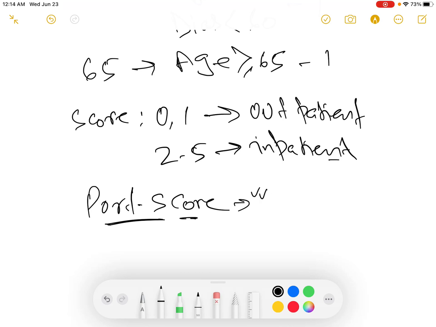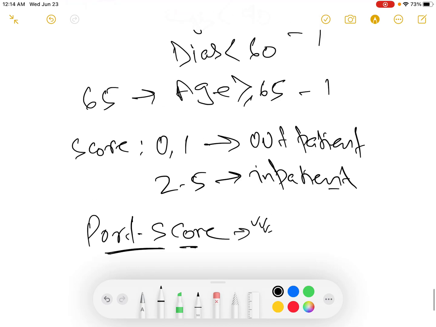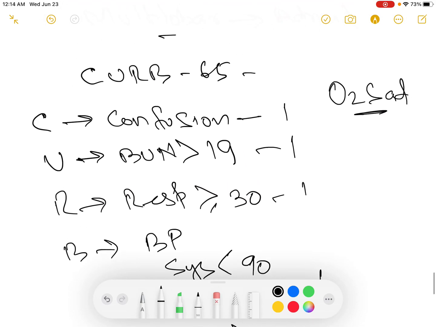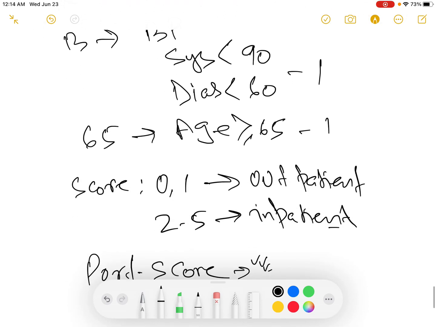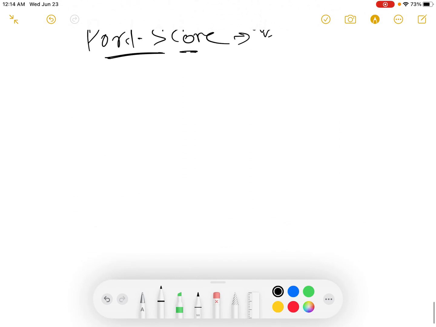There are 20 components in it, 20 of them. It's kind of too complicated, so I rarely use it. So CURB-65 really helped me a lot. Other than this, you also want to have a low threshold and think twice for some of the high risk patients before sending them home.